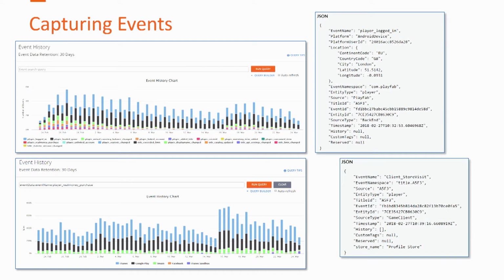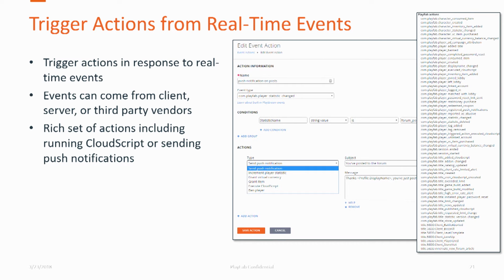So the top is an example of a login event built in. The bottom is, in this case, client store visit. So that's a title, in this case, that wanted to have an event that came into the service every time that the player visits one of their stores, to have a look at the things that are on sale. And as you can see, you can apply any custom data in there as well. So you could specify which store it is, whether or not there was an event going on, all that sort of thing. And then you can use all those events to trigger real-time actions.